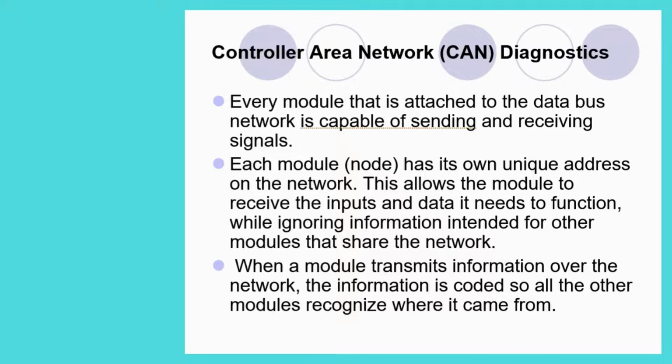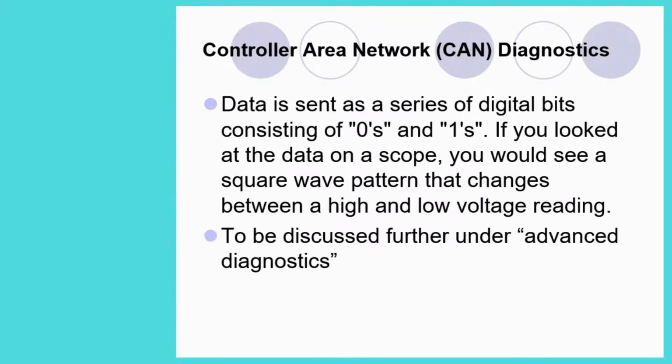When a module transmits information over the network, the information is coded so all the modules recognize where it came from. Data is sent as a series of digital bits consisting of zeros and ones. If you looked at the data on an oscilloscope, you would see a square wave pattern that changes between a high and low voltage reading.